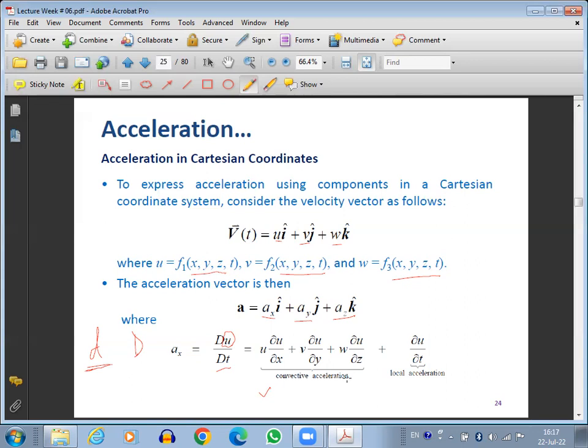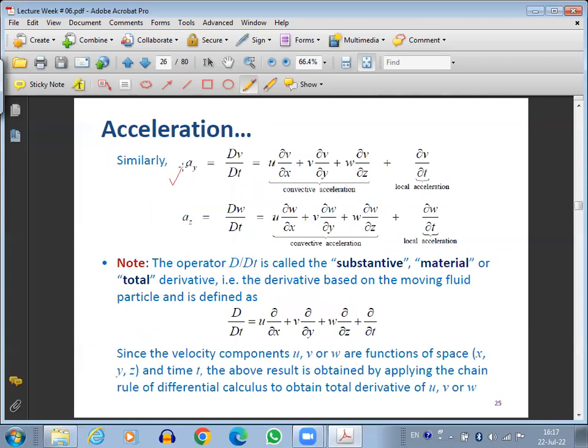Right? So convective acceleration term is this: U du by dx, V du by dy, omega du by dz. And local acceleration will be du by dt. This is the X component of acceleration. Similarly, you can have Y component of acceleration. The only difference is that instead of U, now you have V. Then you can have Z component of acceleration. Instead of U, now you have omega W. But you'll have the local components and you can have the convective components.